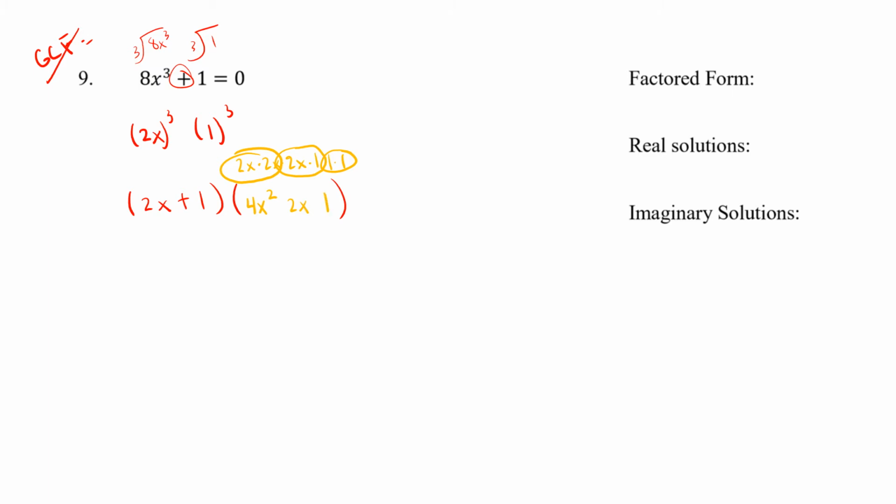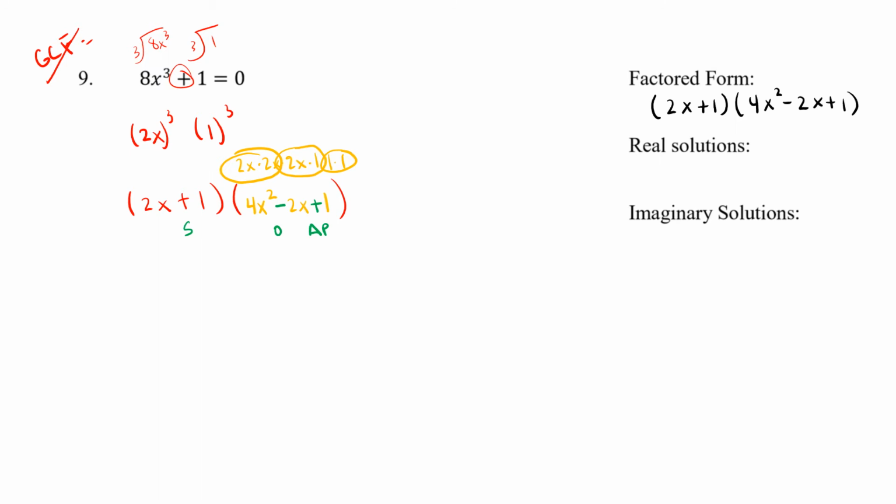To finish it off, we use SOAP. Same as the original is addition. Opposite from that would be subtraction. And this last one is always positive. That right there is your factored form: 2x plus 1 times 4x squared minus 2x plus 1.